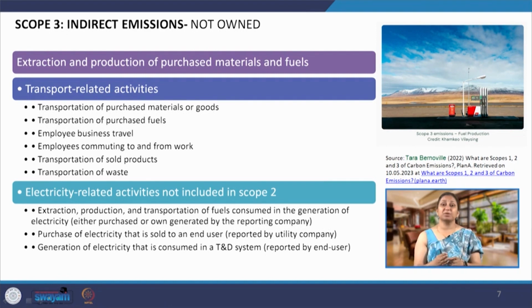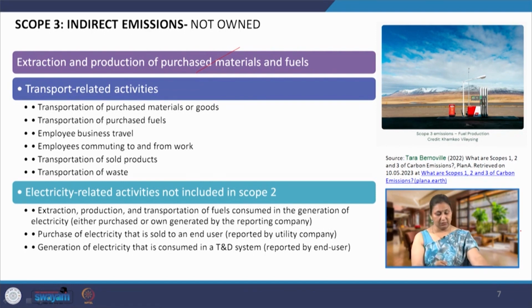So, the choice of material, the entire value chain and the choices that I have through my entire value chain will determine these indirect emissions. So, we are talking about the extraction and production of purchased materials and fuels. Then we are talking about transport related activities. It could be transportation of goods, materials, it could be transportation of purchased fuels also. So, fuel itself has to be transported. There could be travel for employees, for business purposes, for commuting to and from work.